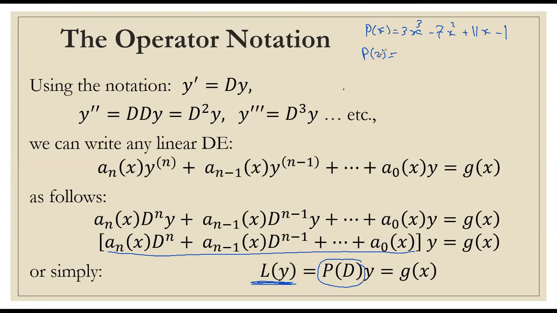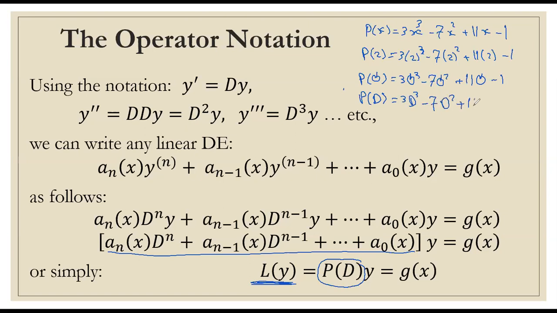Help me, please. Substitute 2 in place of x. Yes. So it will be 3 times 2 cubed minus 7 times 2 squared plus 11 times 2 minus 1. You will find your answer. Now, if I ask you to give me P of apple, help me please. P of apple will be 3 apple cubed minus 7 apple squared plus 11 apple minus 1. Give me P of D, please. 3D cubed minus 7D squared plus 11D minus 1.